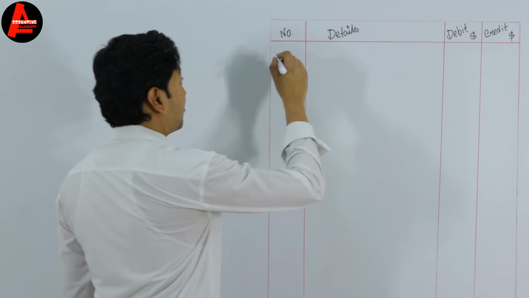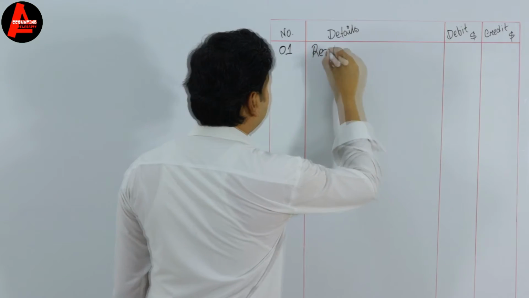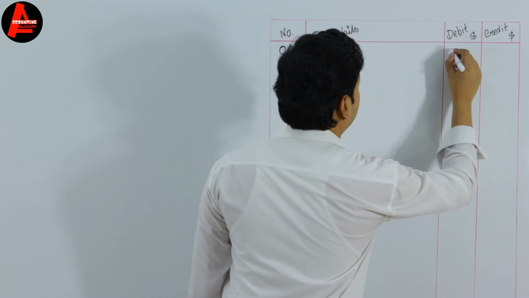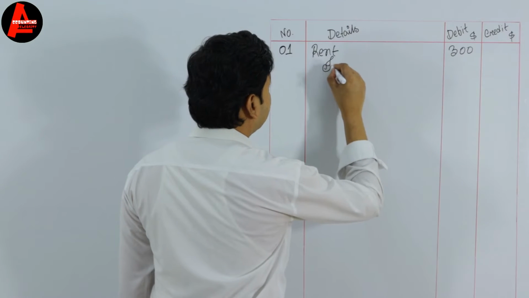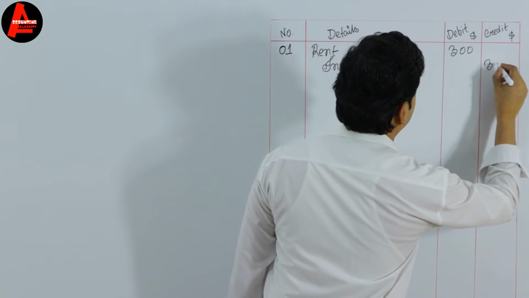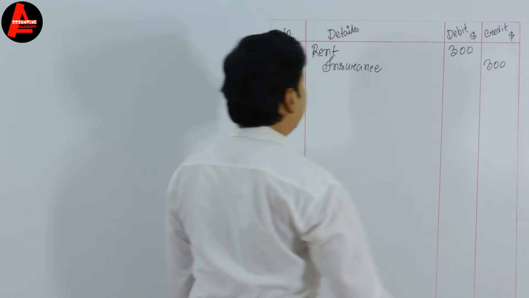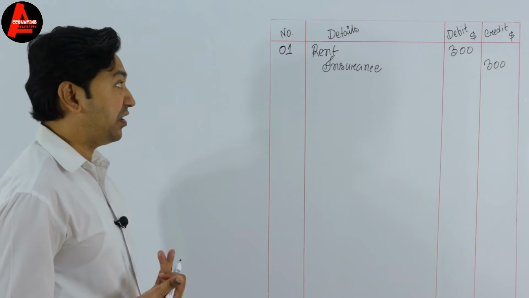So here the number is 1. We will write rent $300 in the debit column and insurance account to be credited. We'll write 300 in the credit dollar column. So this is how you need to journalize. You need to rectify the error.